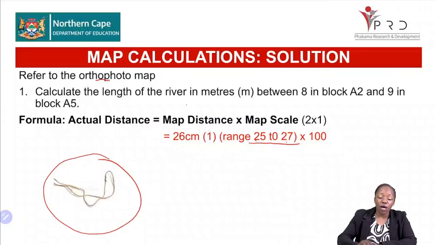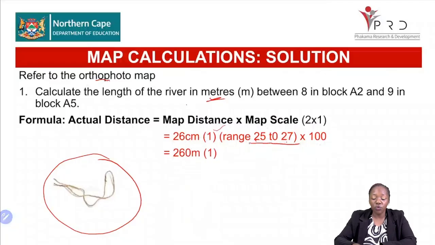So therefore, our map distance, we have measured it and we've got 26. What else now is times a map scale. Our map scale depends on what our answer is supposed to be, which is the meters. Hence, we use the hundreds. So where do we get the first answer? You get the first correct answer in the map distance. By getting a correct map distance, then you are awarded a mark.